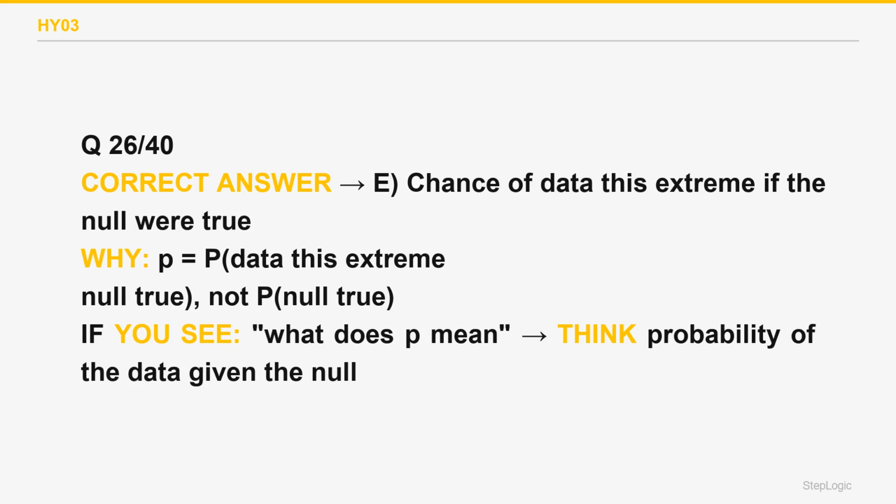Reading p as the probability the null is true is the classic misinterpretation. The p-value conditions on the null, it does not measure the null's probability, choice A wrong. A small p-value speaks to statistical, not clinical, importance. A significant result can still be trivial in size, choice C wrong. The p-value is the chance of data this extreme if the null were true.